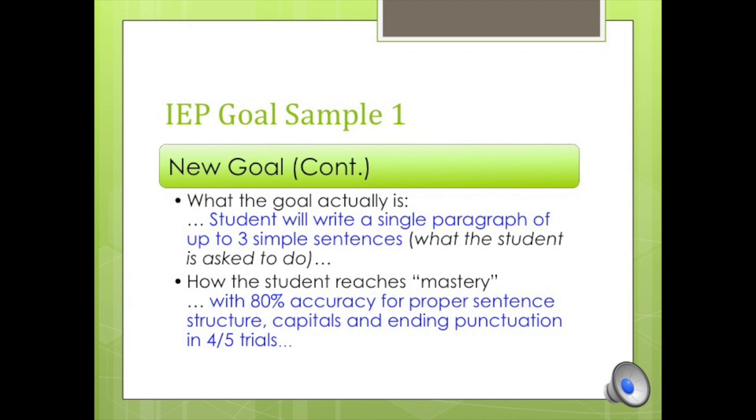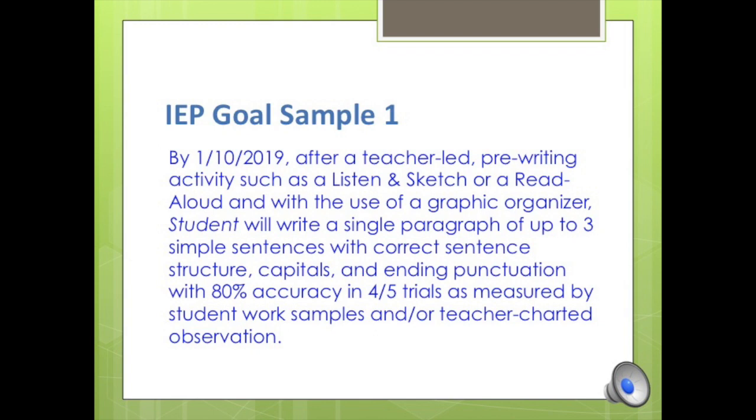And then how the student reaches mastery. We're going to write with 80% accuracy for proper sentence structure, capitals, and ending punctuation in 4 out of 5 trials. Okay, let's put that all together. By January 10th, 2019, after a teacher-led pre-writing activity such as a listen and sketch or a read aloud, and with the use of a graphic organizer, student will write a single paragraph of up to 3 simple sentences with correct sentence structure, capitals, and ending punctuation with 80% accuracy in 4 out of 5 trials as measured by student work samples and/or teacher-charted observation.